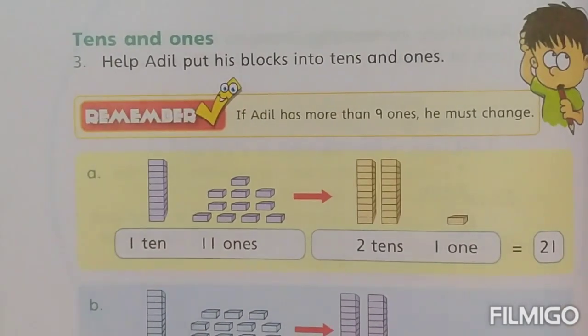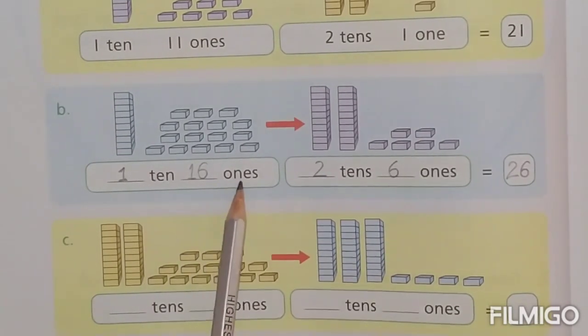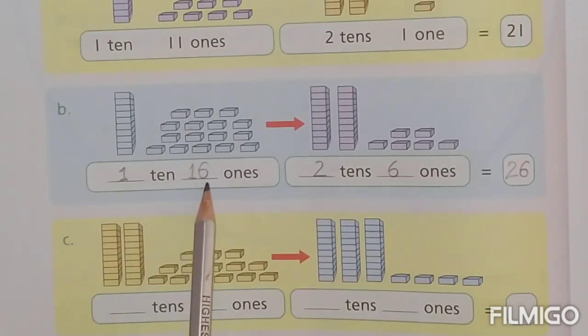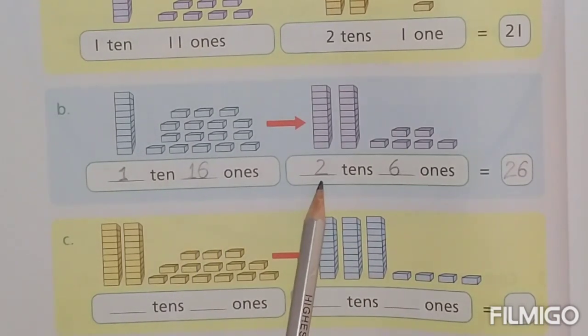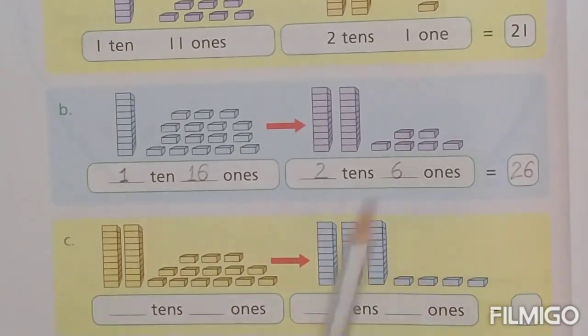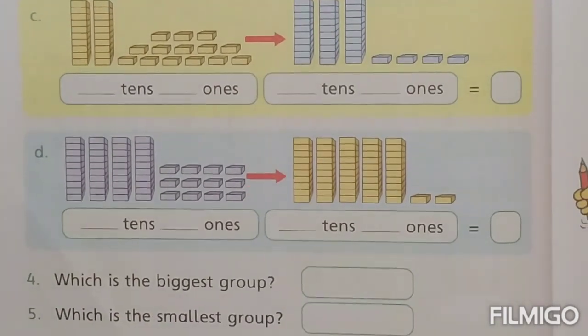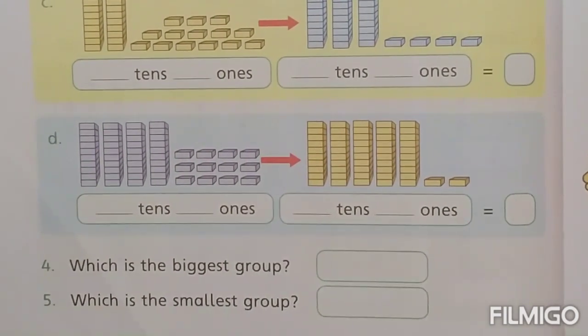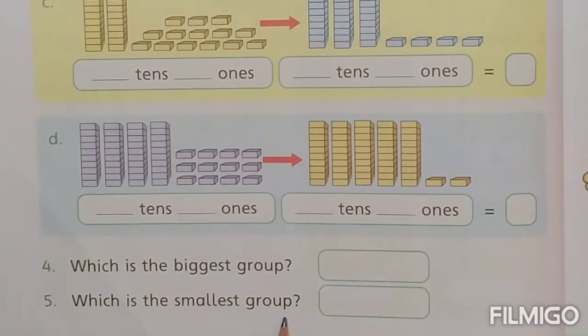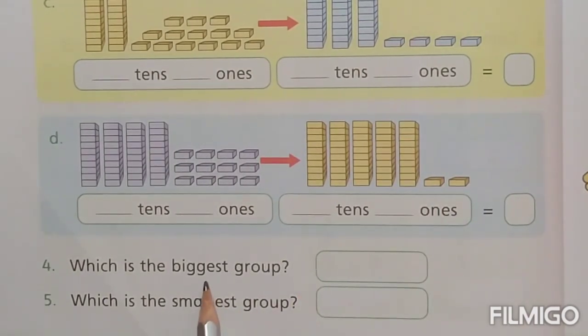Similarly, in our next question, 1 tens and 16 ones. But he must change 16 into 1 tens and 6 ones. And he got 2 tens, 6 ones, which is 26. Similarly, write all these numbers. Which is the biggest group? Which is the smallest group? Write all the answers and then find which is the biggest group and which is the smallest group.